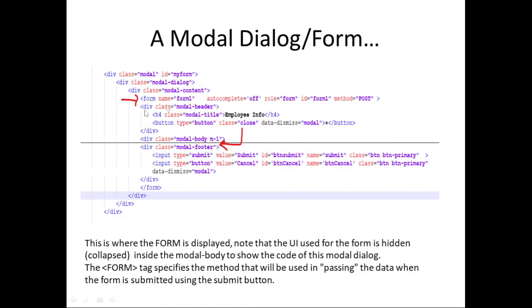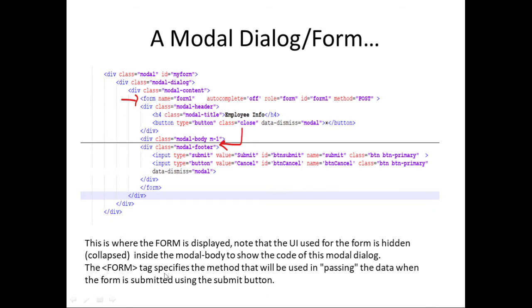Then of course we have the modal dialog. The same with the previous one, there are no changes here. So this is where the form is displayed. Note that the user interface used for the form is hidden. It is still hidden here inside the modal body. There's also a video for my jQuery tutorial on how to create a modal dialog, just in case you want to review. Okay, but here the code is also shown.